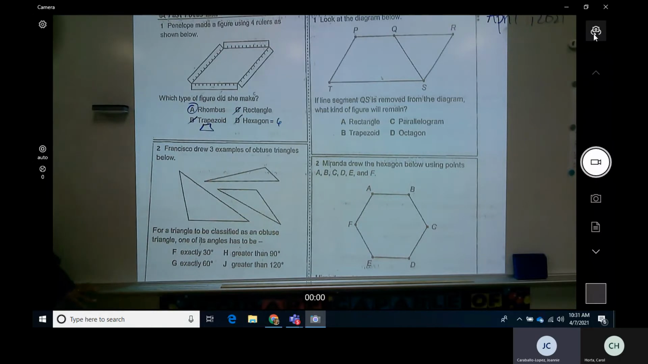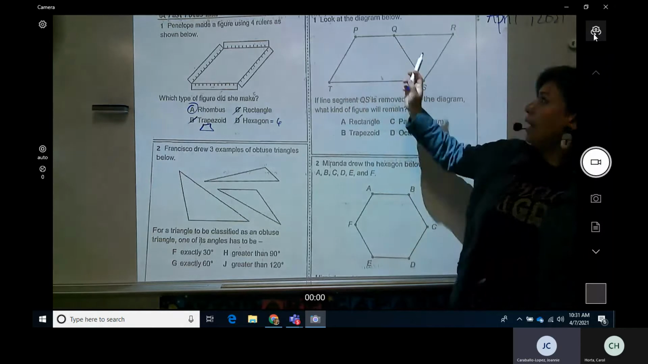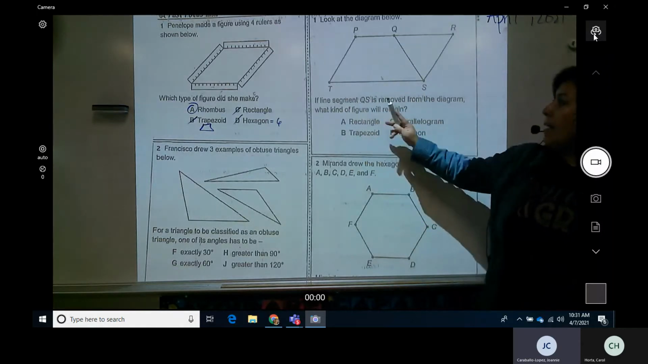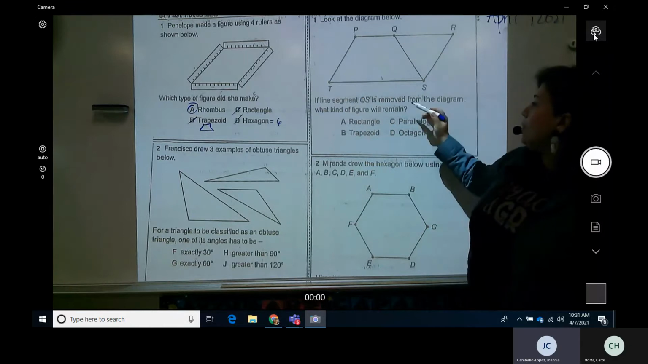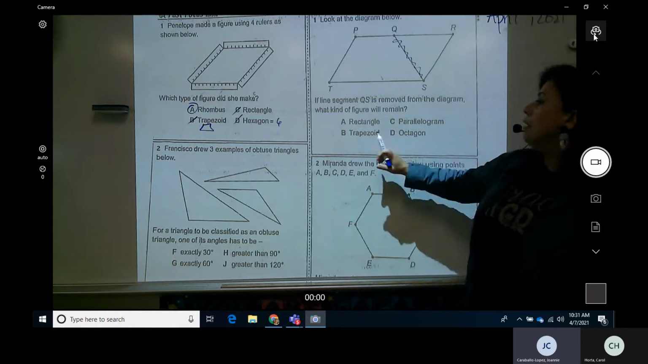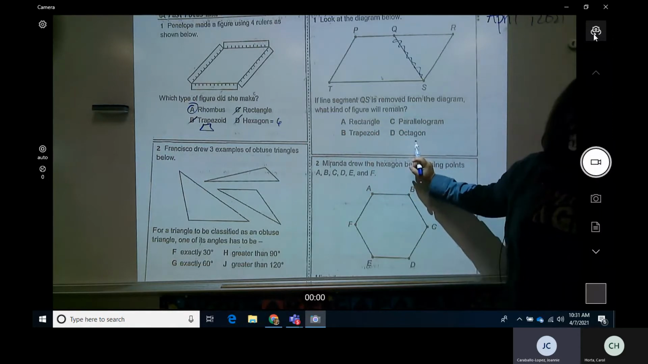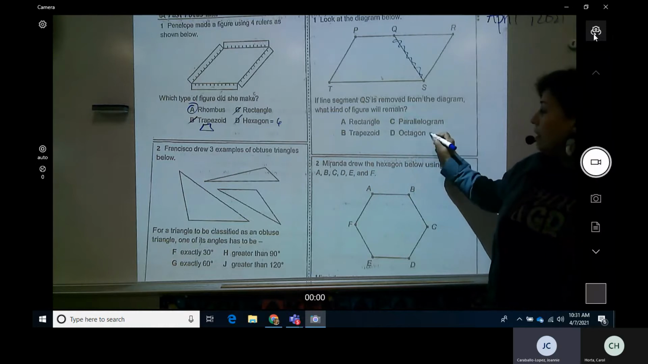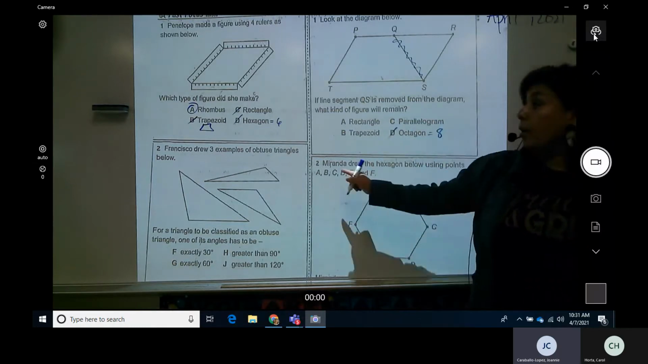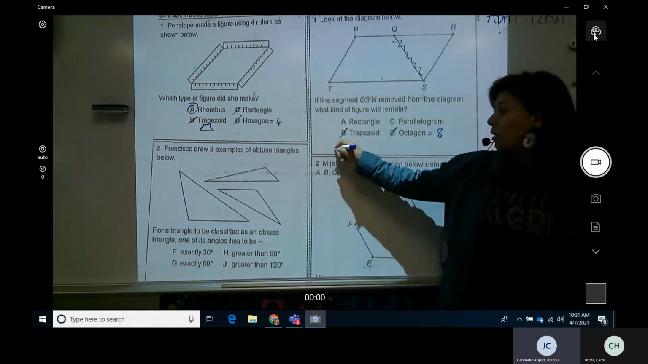Okay? Let's look at this one right here, okay? Look at the diagram below. If line segment QS is removed from the diagram, what kind of figure will remain? So this is what I do, right? A rectangle, a trapezoid, a parallelogram, or an octagon. We already established that an octagon has how many sides? 8. Will there be 8 sides? No, so I know it's not that. We already established what a trapezoid looks like. Will it be a trapezoid? Who said yes?